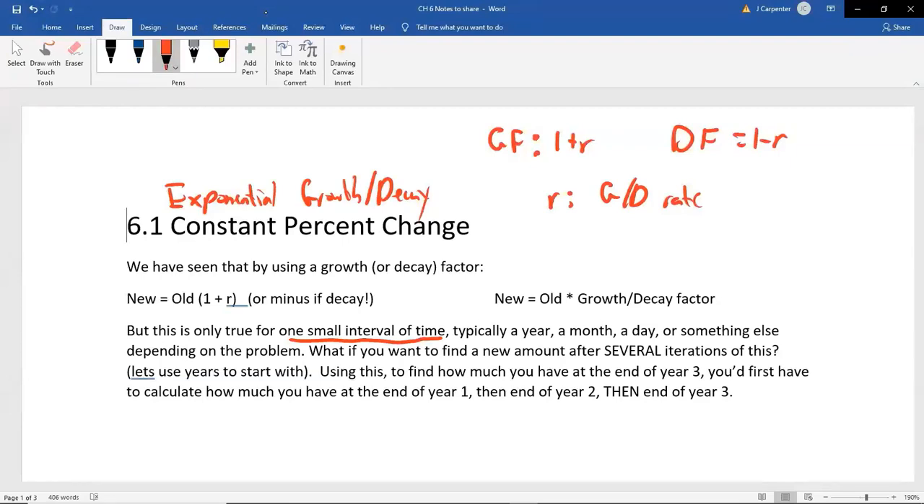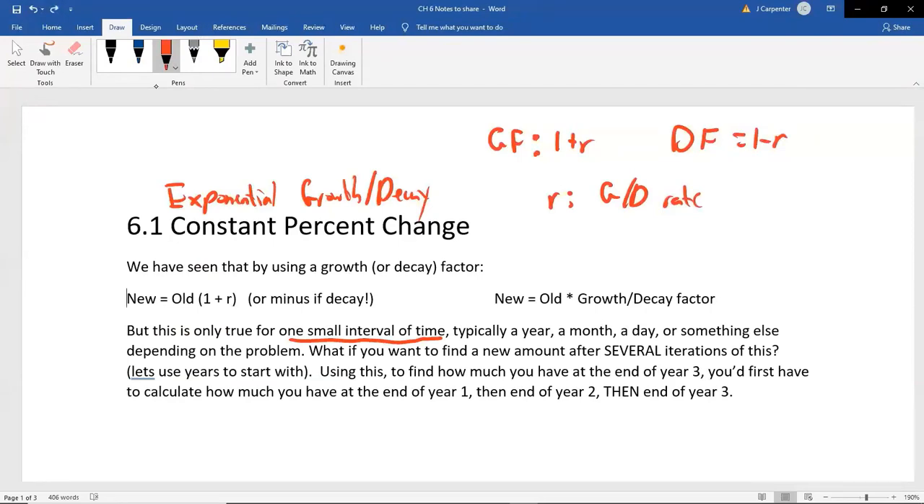So what happens if you want to find a new amount after several iterations? Let's say you put $10,000 in a bank account and you leave it there for 50 years, and you want to mathematically figure out, well, how much do I have at year 50? Well, everything that I've just said entirely relates to this new equals old times growth factor, but to find out how much you have at the end of year 50, you'd have to find what you have at year 49, and to find year 49, you got to do year 48. To do 47, you got to find 46. To do year 35, you got to do year 34. To do year 3, you got to do year 2. To do year 2, you got to do year 1. So if you want to find how much money you have in just using this simple concept, it would take you 50 rows of work.